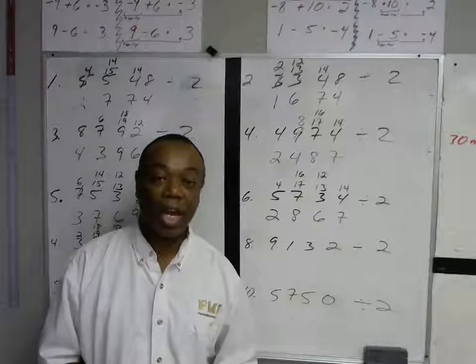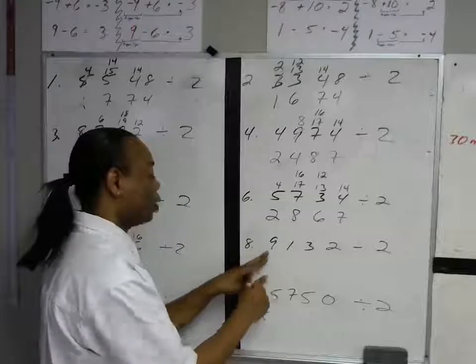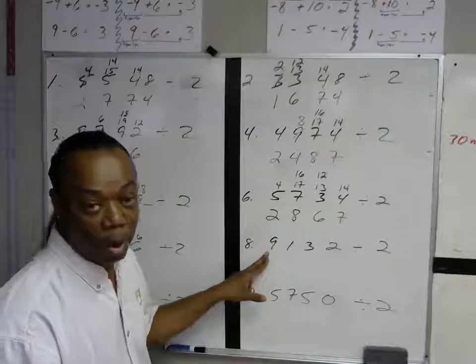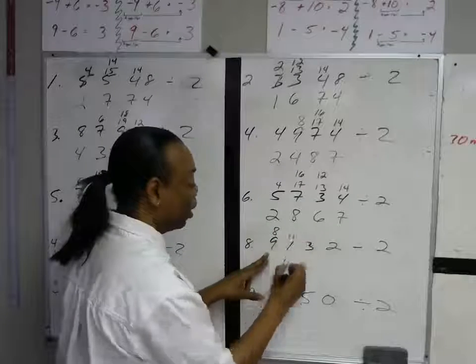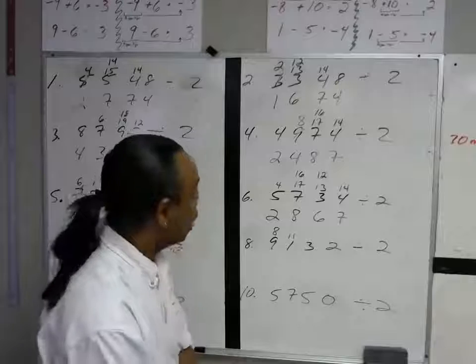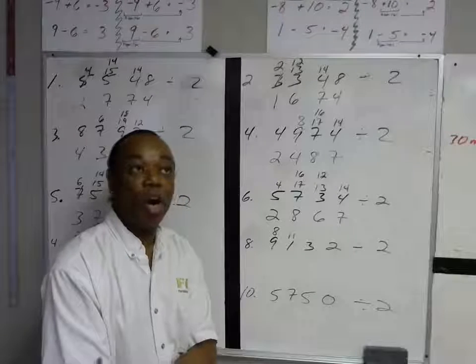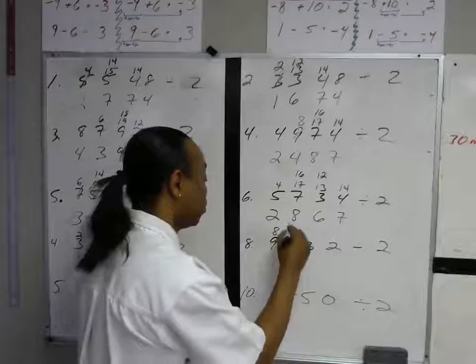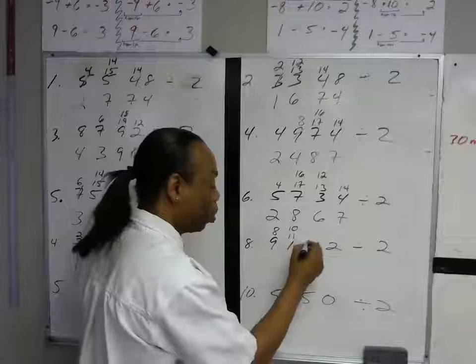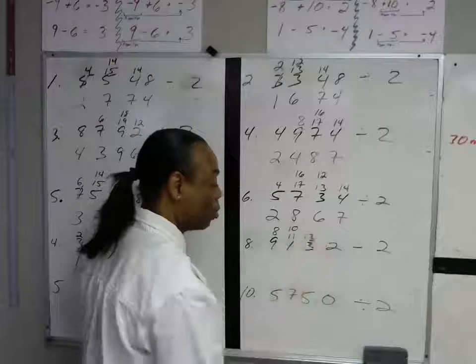Okay, now let's take half of this. First, we cannot take half of 9 because it's an odd number, so we'll borrow from it. So it becomes an 8. And this makes the 1 and 11 when you add 10 to it. Okay, 11 is an odd number. We're going to borrow 1 from that. It's going to become a 10. And the 1 borrowed goes to the 3 as a 10, and it becomes 13.